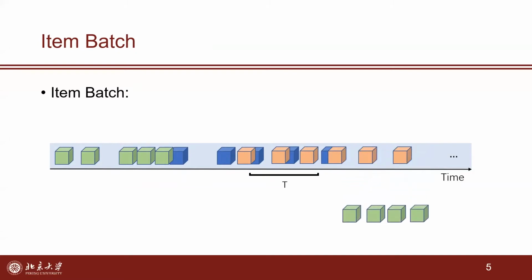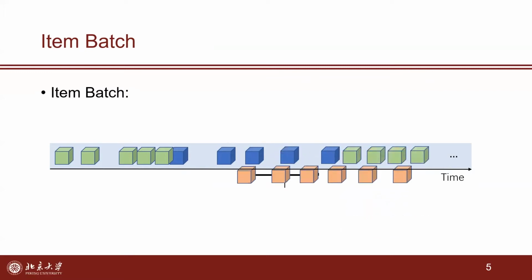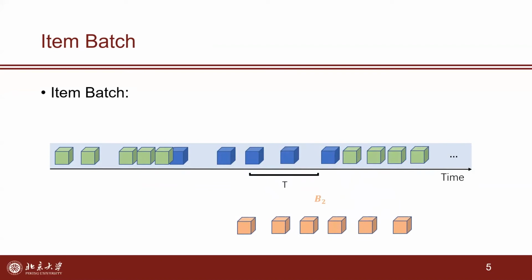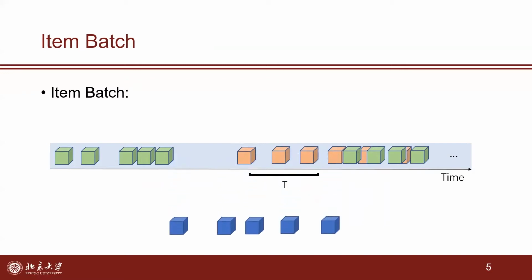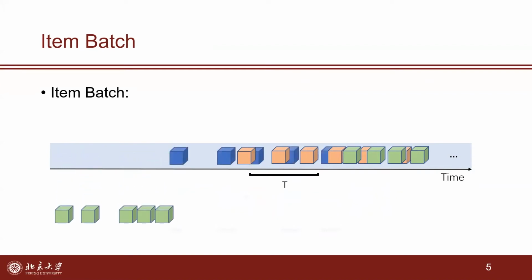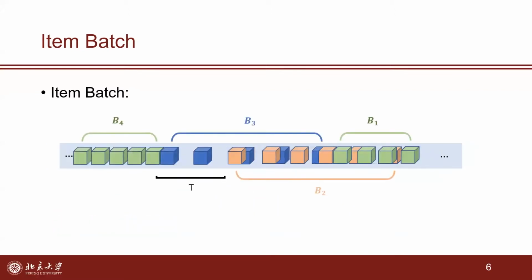Here we see that the 4 green items form item batch B1. The following 6 yellow items form item batch B2. The next 5 blue items form item batch B3. And lastly, the 5 green items form item batch B4. Or in a word, there are 4 item batches in this data stream.